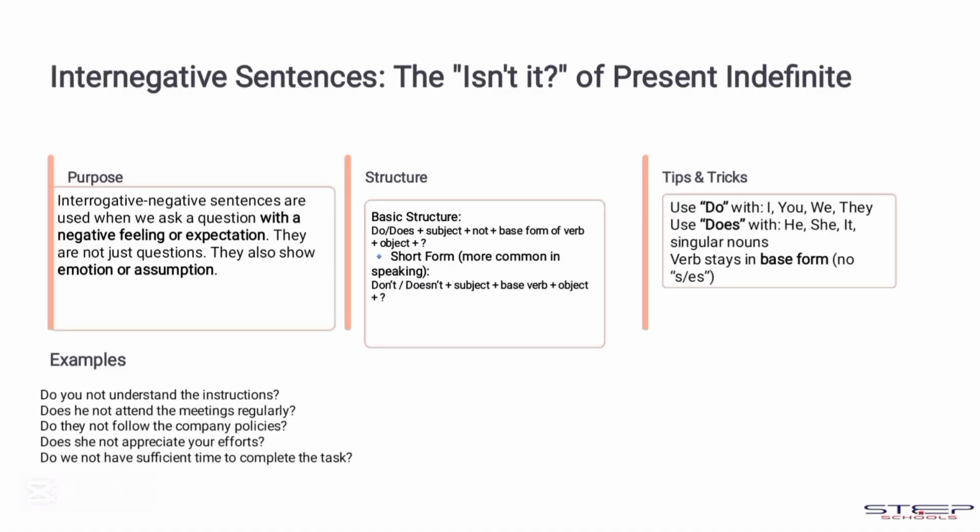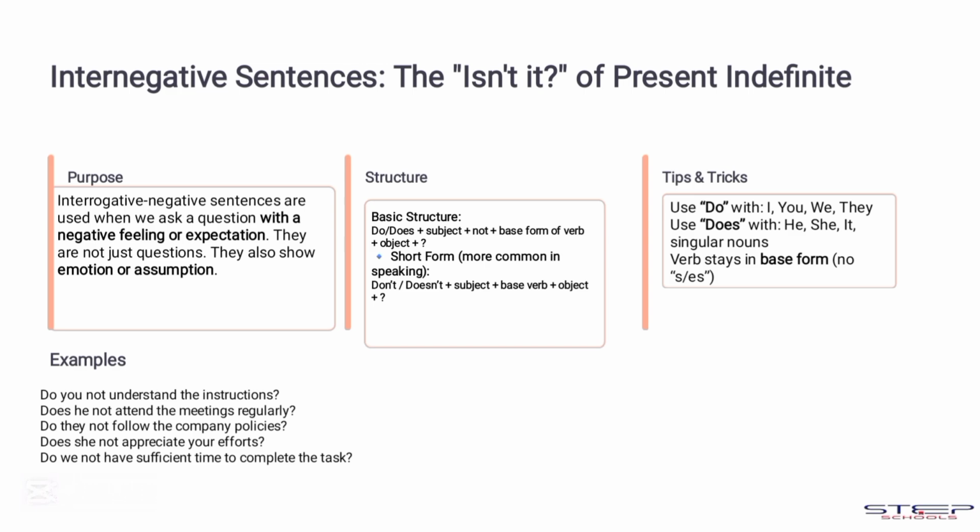Dear students, now we're going to move towards negative interrogative sentences. These are used when we ask a question with a negative feeling or expectation. They are not just questions, they also show emotion or assumption. Let's sketch up the sentence structure as do or does with respect to the subject plus not plus base form of verb plus object.